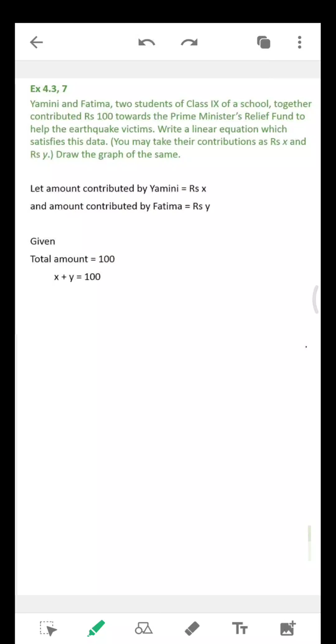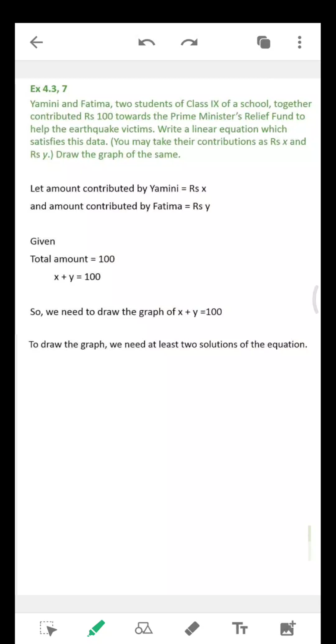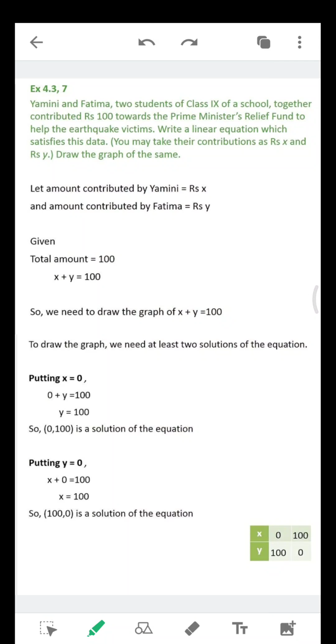We'll find two solutions of this. For drawing the graph we need two solutions. So we'll find first one solution. For our convenience, you can put any value, I am putting X is equal to 0. If I substitute X is equal to 0 in the equation, I'll get 0 plus Y is equal to 100, Y is equal to 100. 0 comma 100 is the solution, and if I put Y is equal to 0, I'll get X is equal to 100, and these are the two solutions. You can take any other value also if you want.